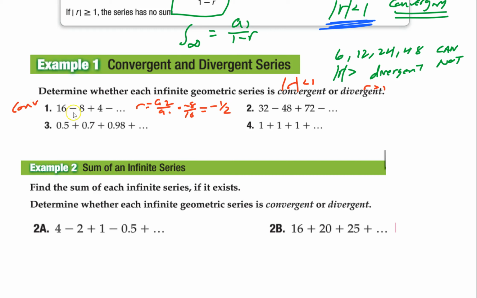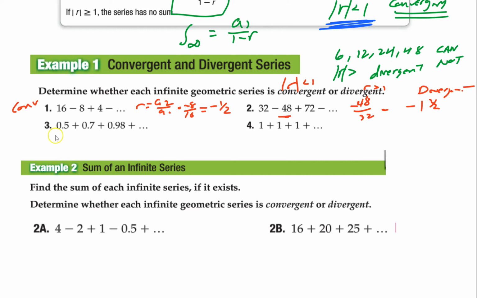I can find the infinite sum. The next one, same idea. Negative 48 over 32. It's like negative 1 and I want to say 1/2-ish. The idea here is that it's bigger than 1. I know it's negative, I don't care. It's bigger than 1. This is divergent, so you cannot find it.